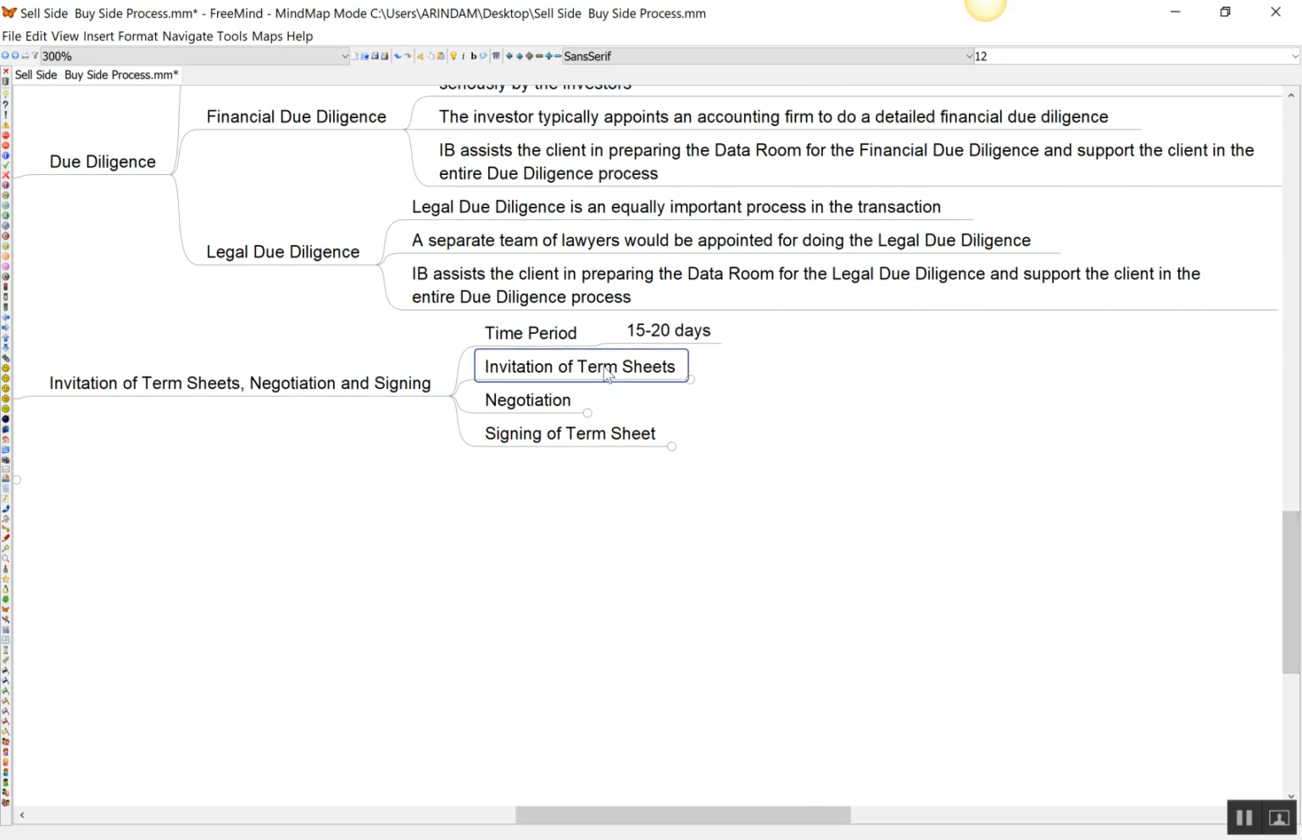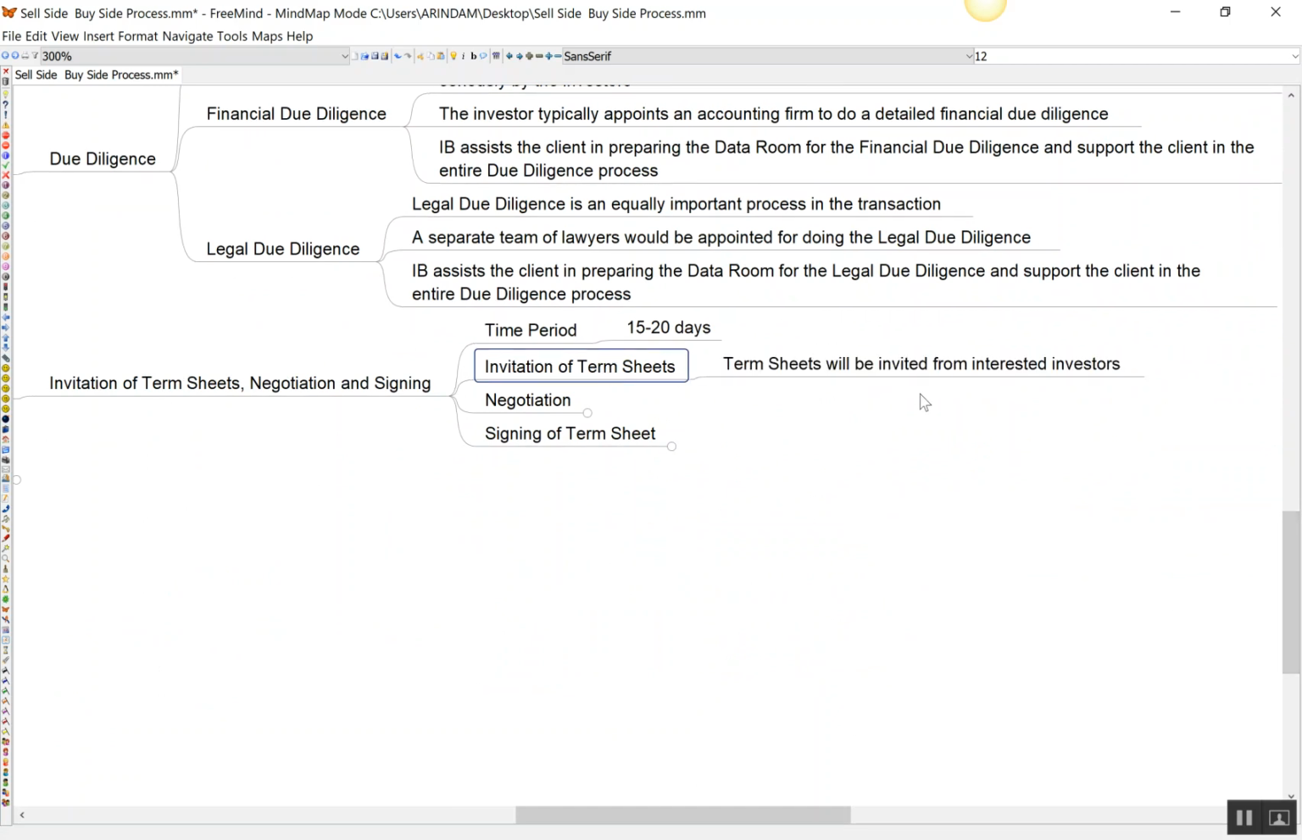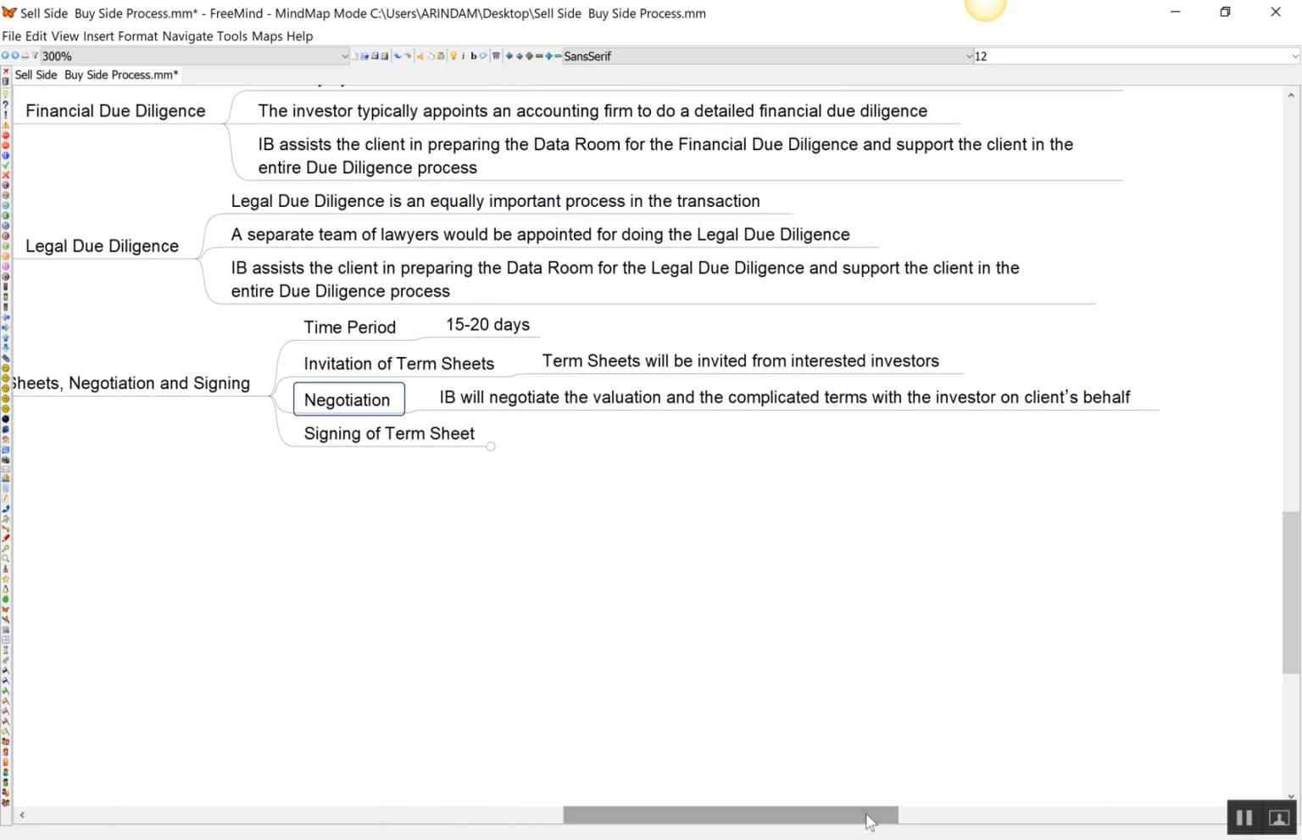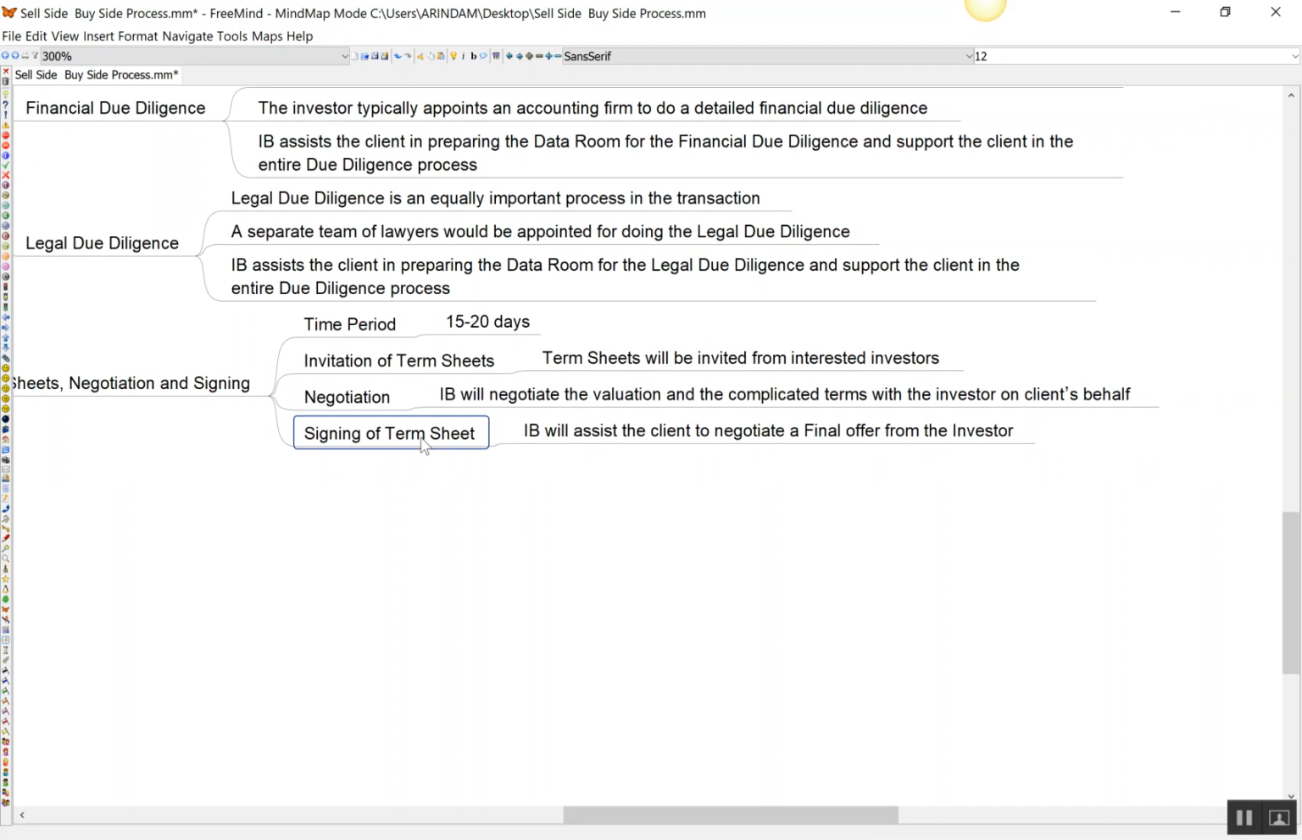Here the invitation of term sheets happens. So term sheets will be invited from interested investors. Then negotiation takes place. So IB will negotiate the valuation and the complicated terms with the investor on the client's behalf. And finally, the signing of the term sheet happens. So IB will assist the client to negotiate a final offer from the investor.